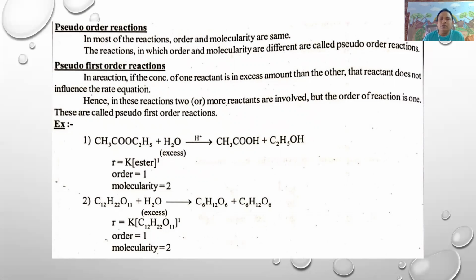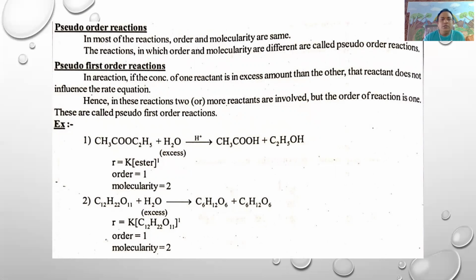In a reaction, if the concentration of one reactant is in excess compared to the other, that reactant does not influence the rate of the reaction. Therefore, in this reaction, 2 or more reactants are involved, but the order of the reaction is only 1. These are called pseudo first order reactions.